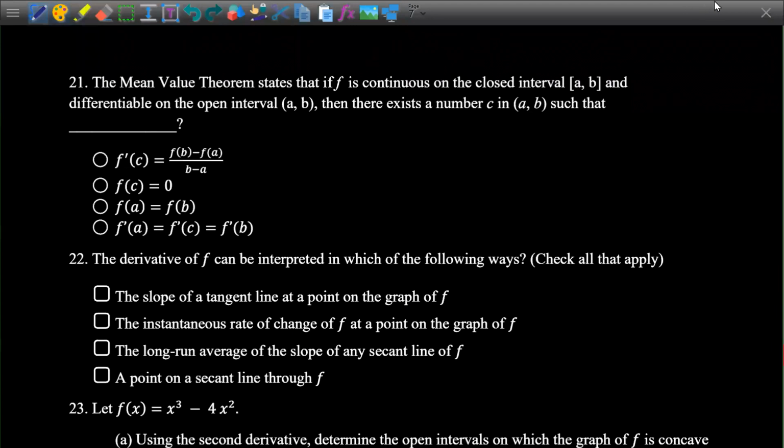All right, 21. The mean value theorem states that if f is continuous on the closed interval from a to b and differentiable on the open interval from a to b, then there exists a number c in the interval from a to b such that what? And if you recall, the mean value theorem is about a function. You don't necessarily have to have f of a equal to f of b.